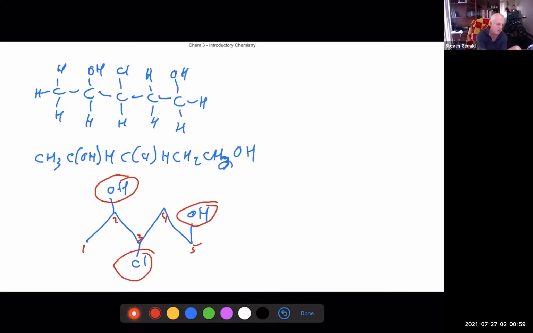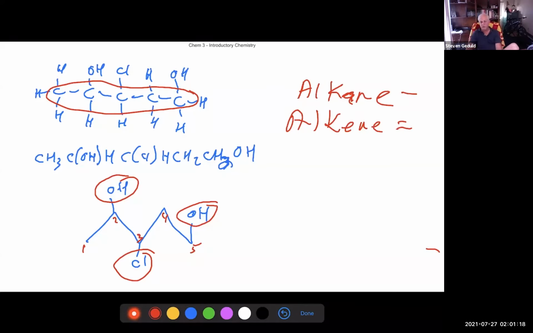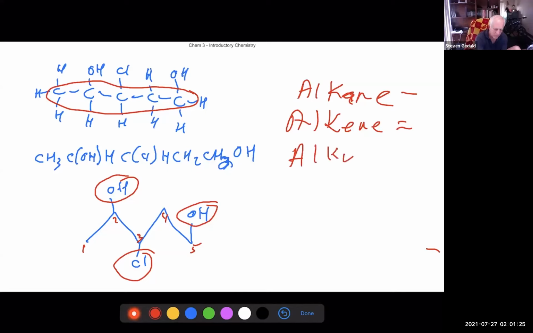But if you have all single bonds, that's an alkane. Alkane is carbon with all single bonds. Alkene, that's an A-N-E. Alkene is an E-N-E. Those are double bonds. Those are single bonds. That's a carbon compound with at least 1 double bond in it. And then you have alkynes, which is a triple bond.